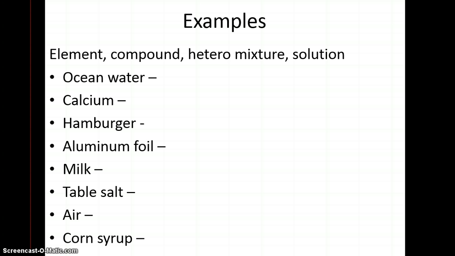Table salt is a compound. Air is a solution. Corn syrup is a compound. Corn syrup is liquid sugar, and sugar is C6H12O6. It has to be C6H12O6 or it's not sugar anymore.